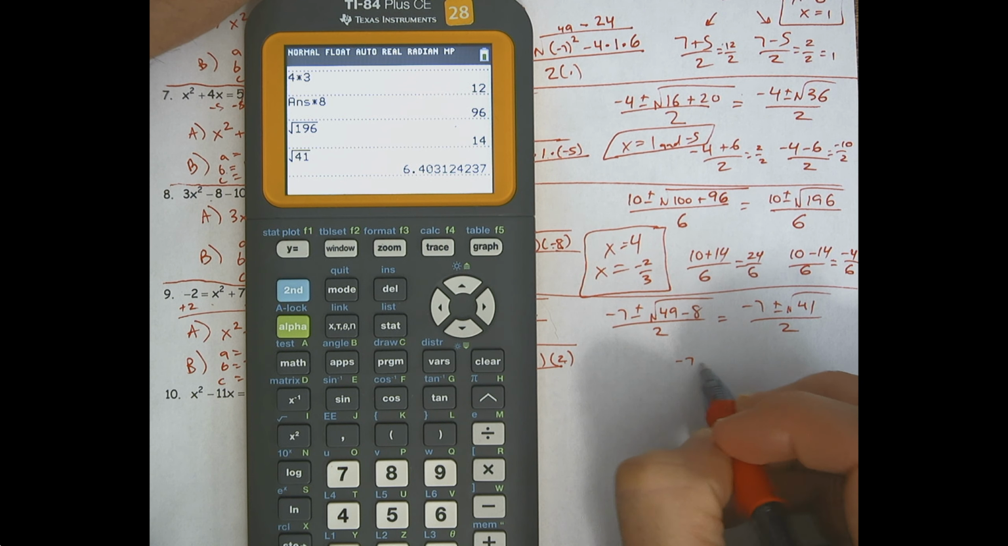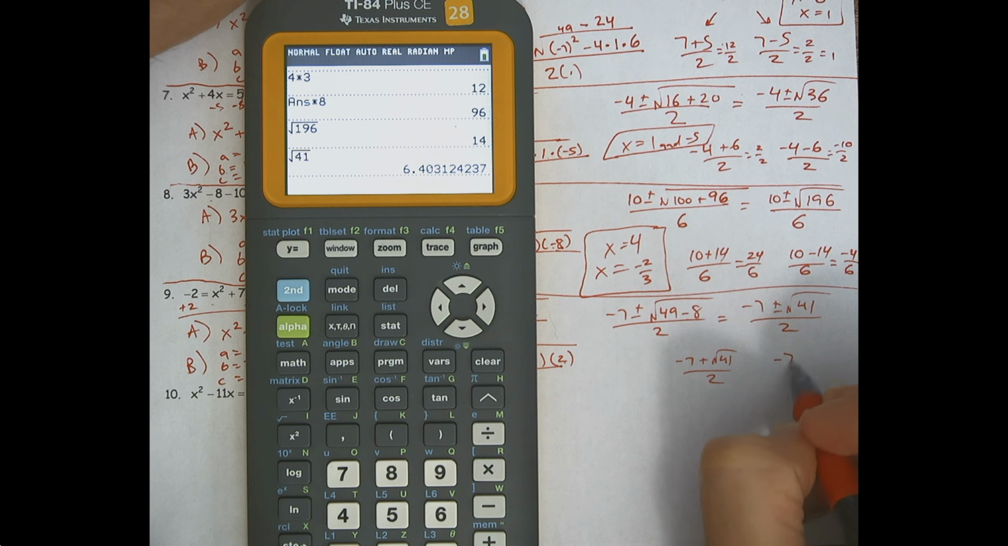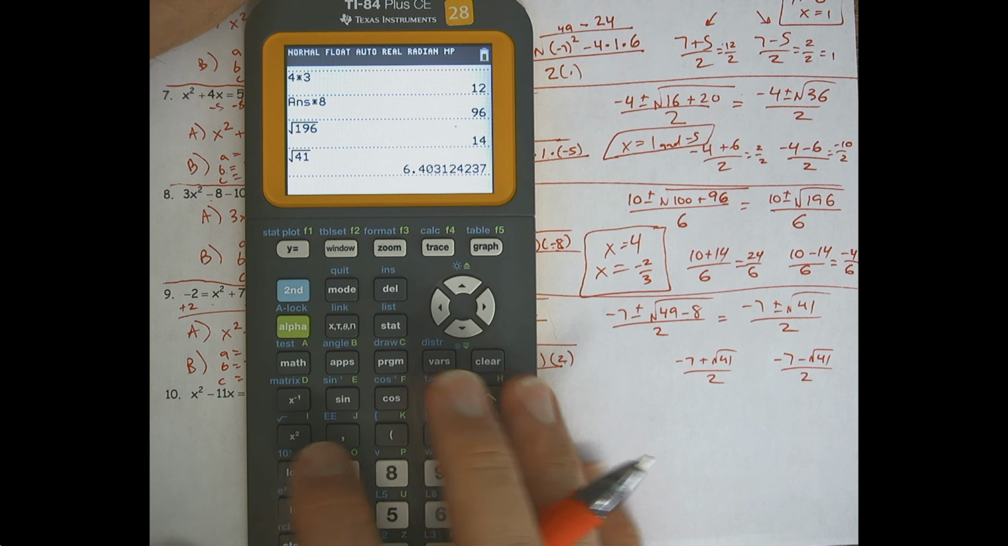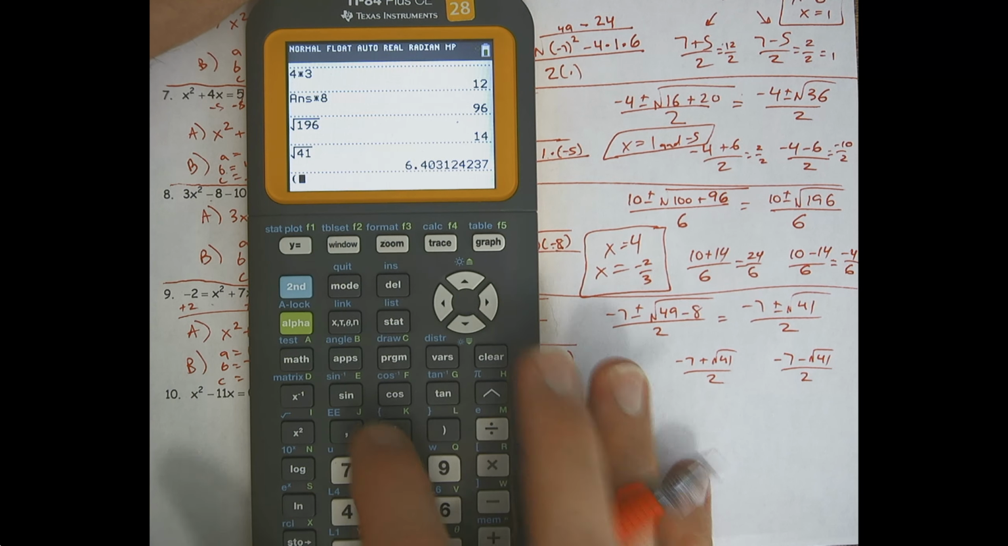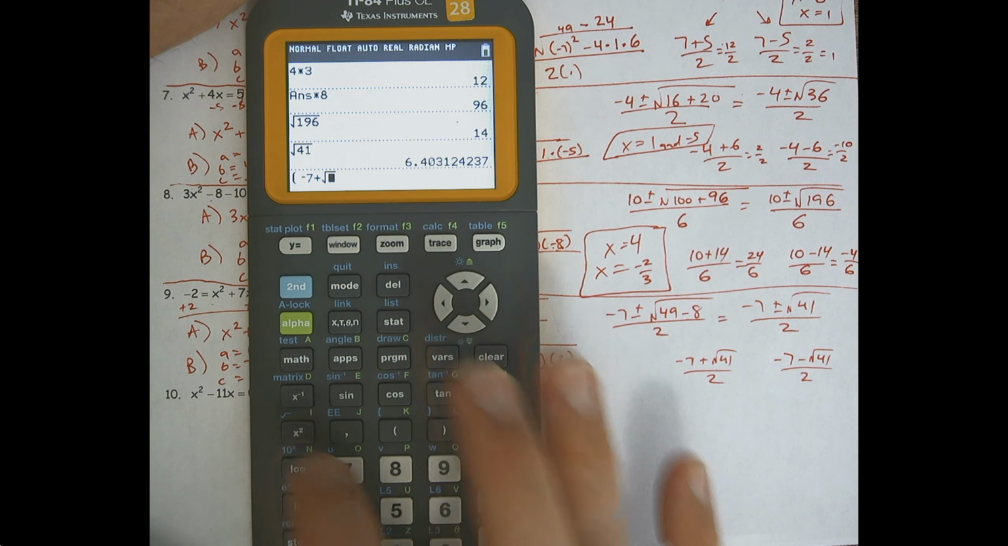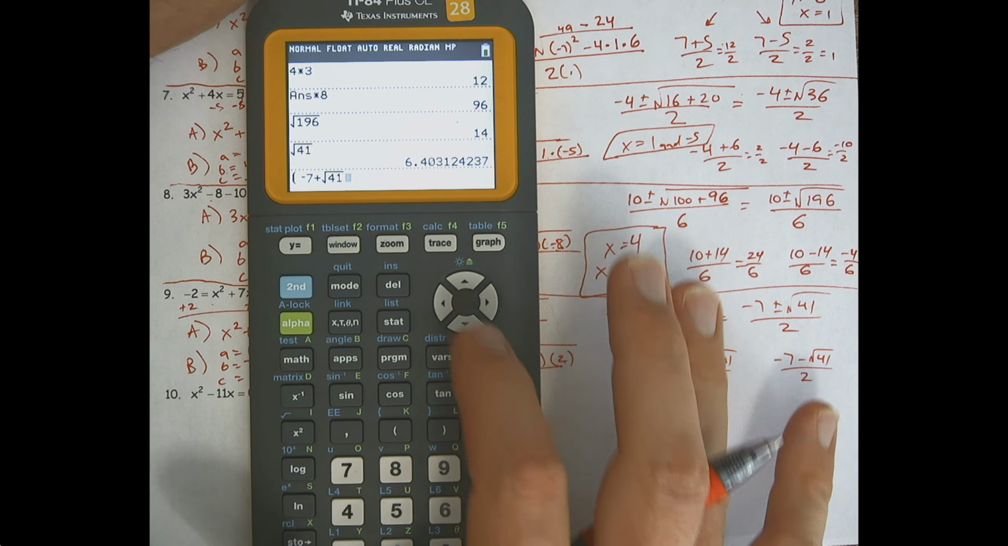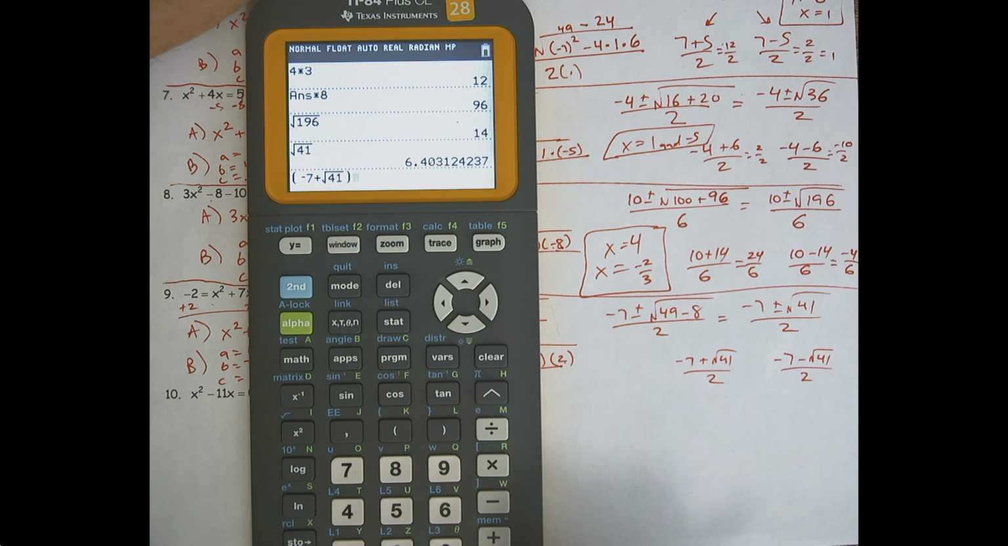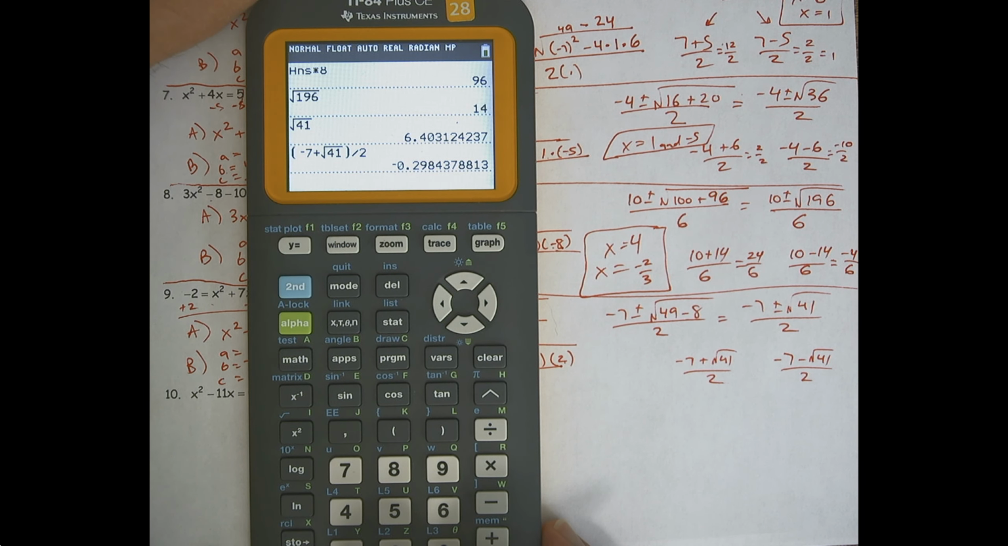So this is negative 7 plus the square root of 41 over 2. This is negative 7 minus the square root of 41 over 2. We can plug that whole thing in. So if we're going to do that in our calculators, be careful. Use parentheses. So negative 7 plus the square root of 41. I'm going to go to the side, put my parentheses, divide by 2. Okay, I get this. I'm going to go ahead and round that.